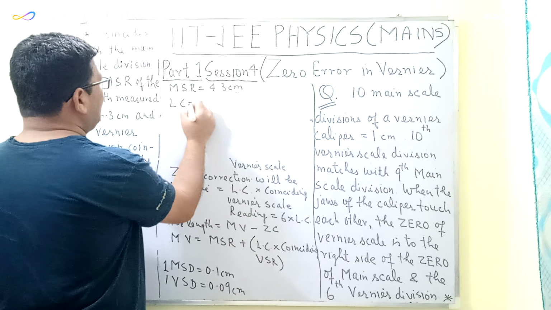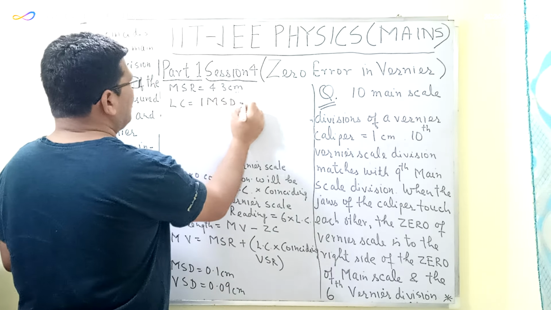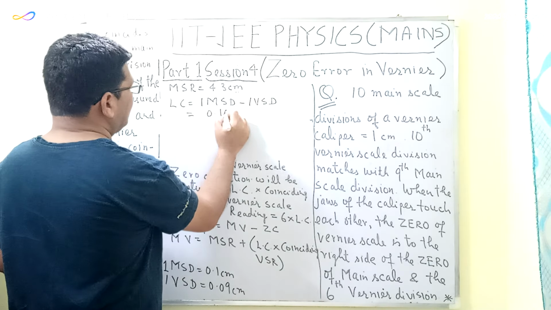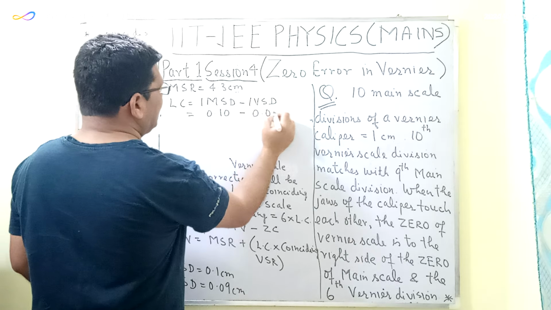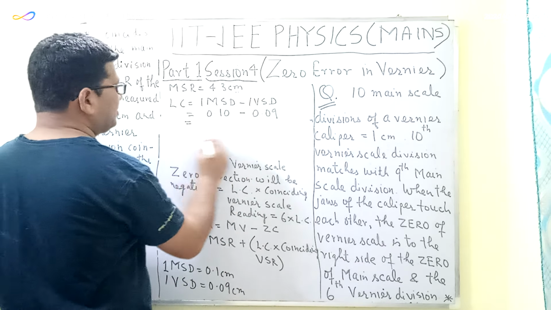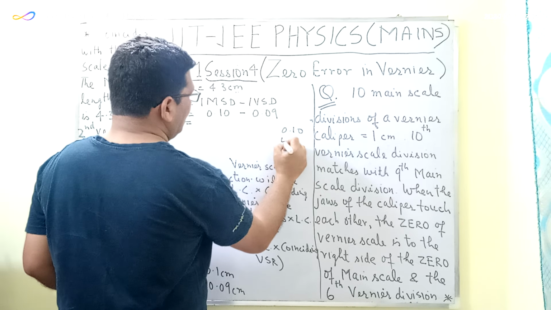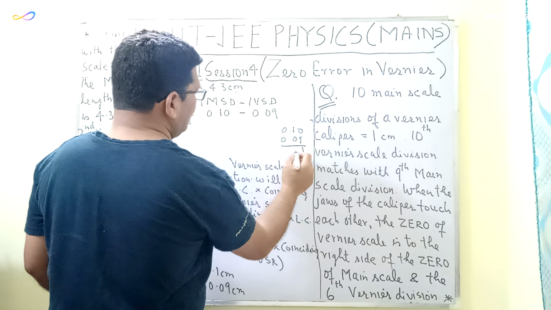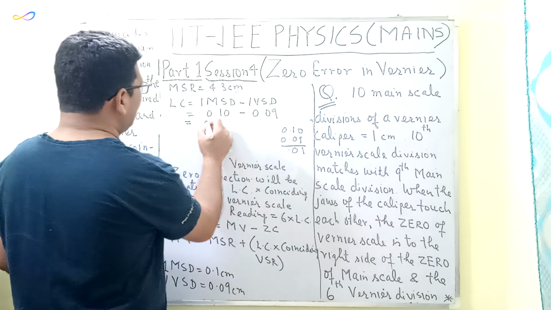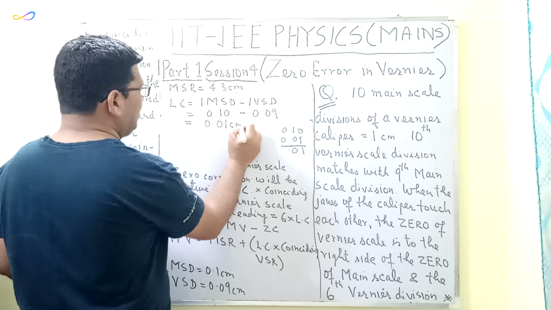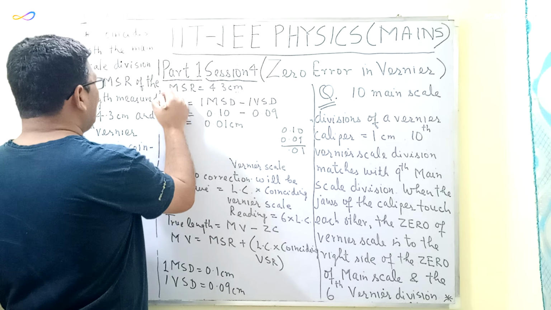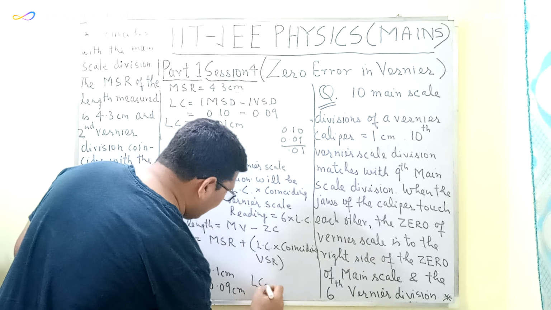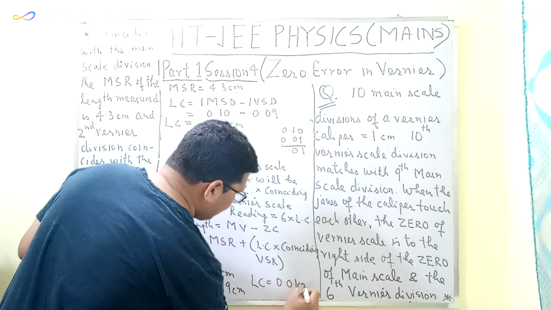Now the least count of the instrument is equal to 1 main scale division minus 1 vernier scale division. So 1 main scale division is equal to 0.1 centimeter and 1 vernier scale division is equal to 0.09 centimeter. So this is equal to how much? 0.10 minus 0.09 is equal to 0.01 centimeter. So the least count of this vernier caliper is equal to 0.01 centimeter. So I am writing it here now. Least count is equal to 0.01 centimeter.